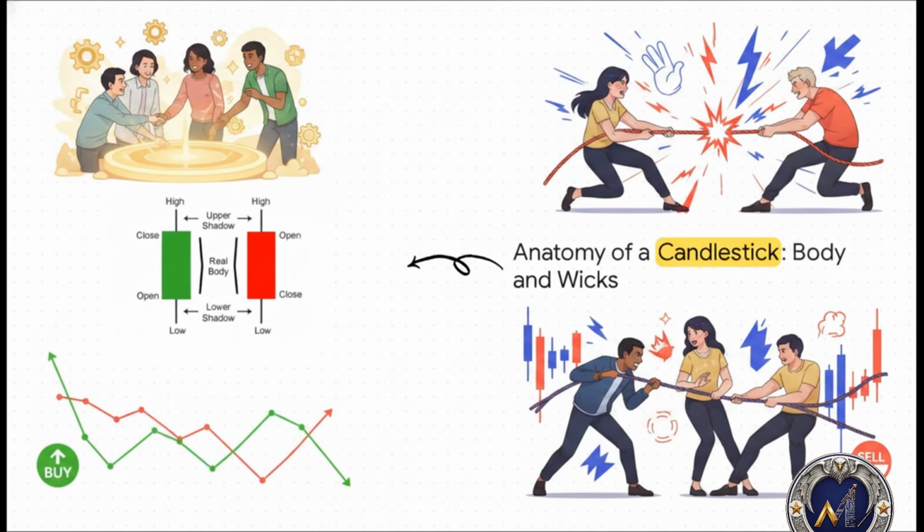Notice the solid, colored part, the real body. The real body shows us what we call acceptance. It represents the price range where both buyers and sellers were completely comfortable trading with each other. They accepted this zone as fair value, and a lot of trades happened right there. But look at those thin lines on the top and bottom, the wicks or shadows. These represent rejection. A long wick means price briefly went to that level, but one side strongly disagreed with that price, and they aggressively pushed it right back toward fair value. To put it simply, the solid body is where they agree, and the wick is where they fight.